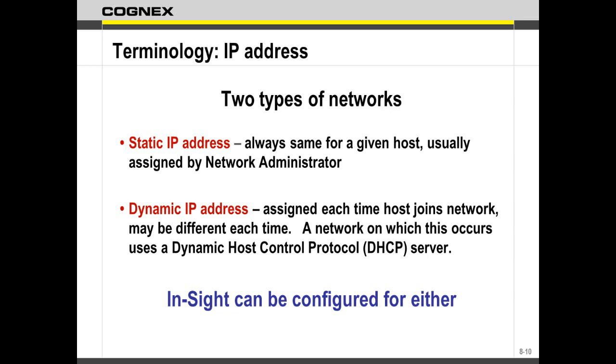DHCP servers, it depends on how it's set up. When you power down, it might give your IP address to someone else. So when you power back up again, if you have a domain name server, that's fine. It'll find it again. But if you're not using a domain name server, now all of a sudden you're not connected to your camera anymore. So by having a static IP address, it makes it easy to connect to it.